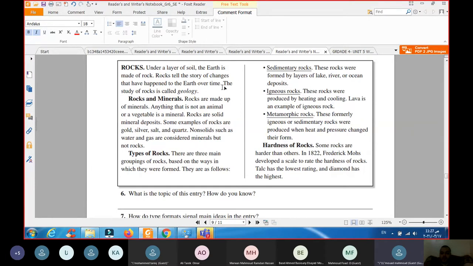Hardness of rocks. Some rocks are harder than others. In 1822, Frederick Mohs developed a scale to rate the hardness of rocks. Talc has the lowest rating and diamond has the highest. Yeah, so you know the diamond is a kind of rock, but it's a very hard rock.